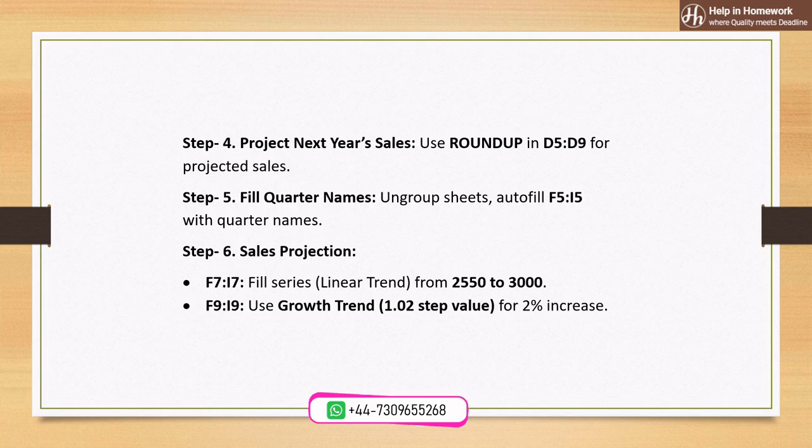Step 6. Sales projection. F7, I7, fill series, linear trend, from 2550 to 3000. F9, I9, use growth trend, 1.02 step value, for 2% increase.